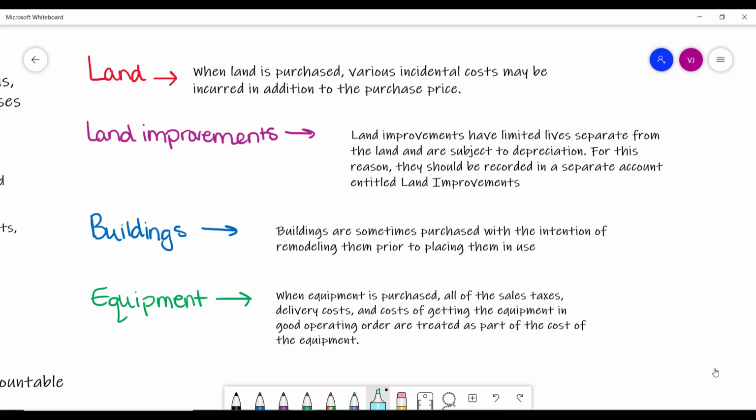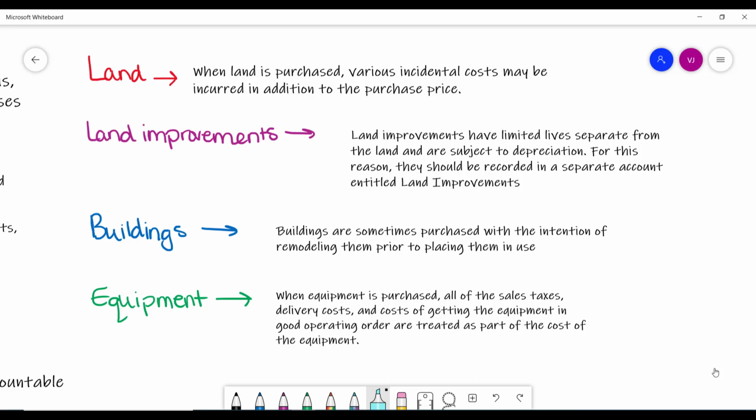Buildings are sometimes purchased with the intent of doing some extra work to them, like remodeling, before putting them to use. So any costs that are incurred to remodel the building before using it are going to be added into the building's account. However, after that building is officially placed into use, any repairs made to that building would be considered not a cost added to the building's account, but instead would be considered maintenance expense that you expense out in each period. Any work done to the building before you put it into use will go into the building's account as part of the asset's cost. But after the building is put into use, any of those costs incurred for repair and maintenance would be expensed out as repair expense or maintenance expense within the period that it was incurred.